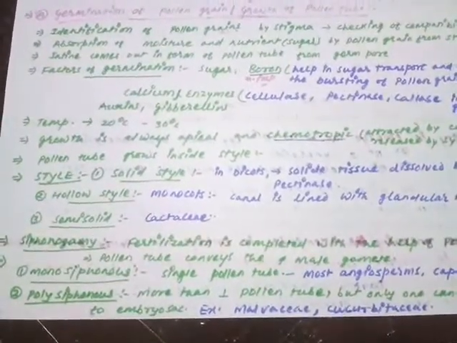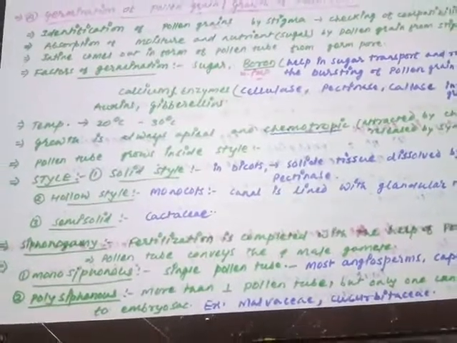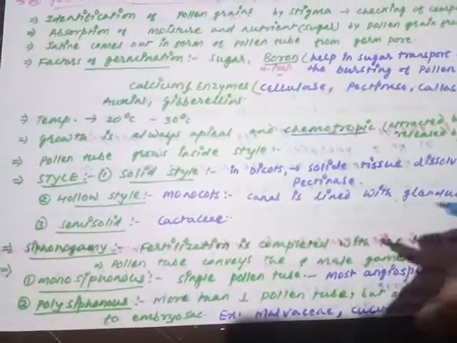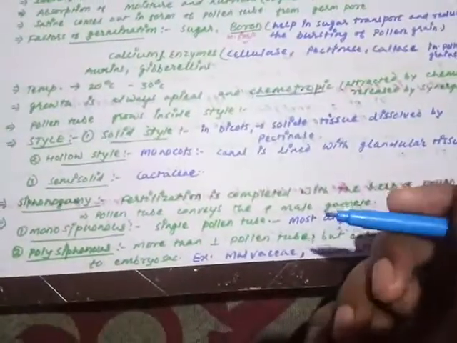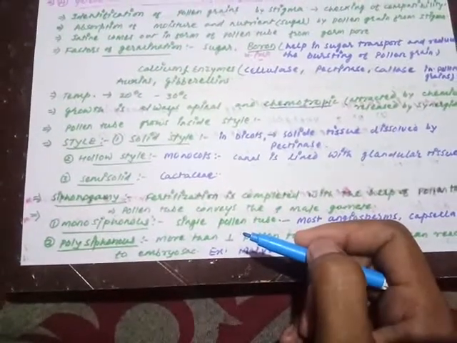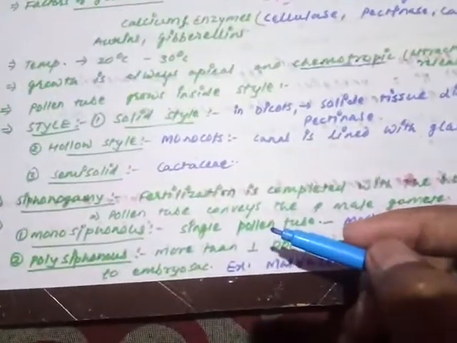So the pollen tube grows inside the style that we have seen. Three different types of styles are there: solid style, hollow style, and the semi-solid style. Now till now we have seen the pollen tube is the structure which is conveying the gamete, means the pollen tube is the structure which is carrying the male gamete to the site of fertilization. That is what the pollen tube is. Means this is the structure by which the fertilization is being completed.